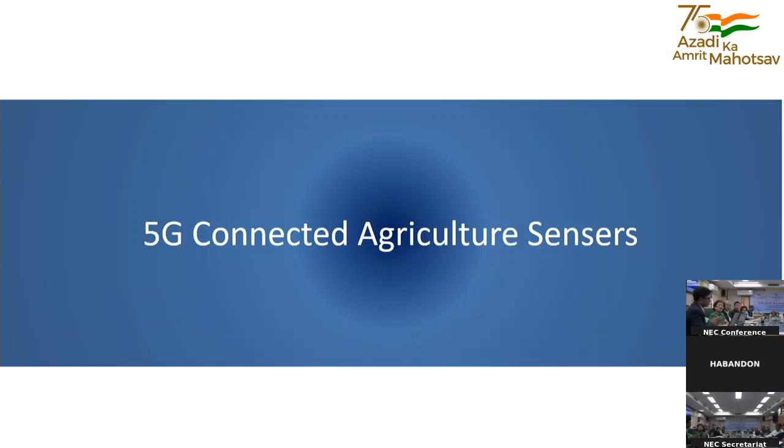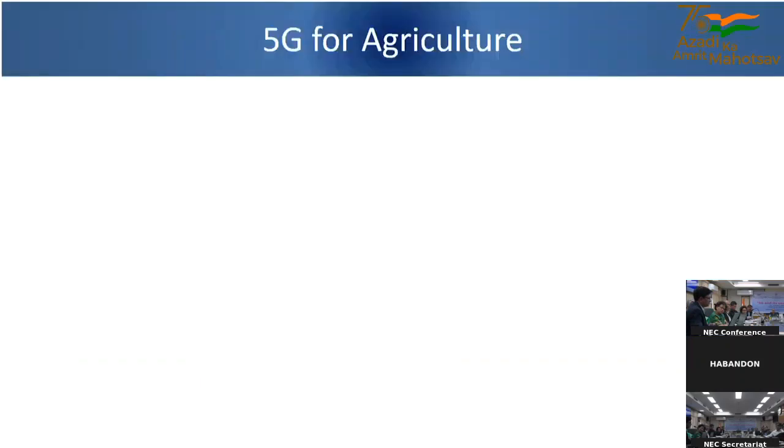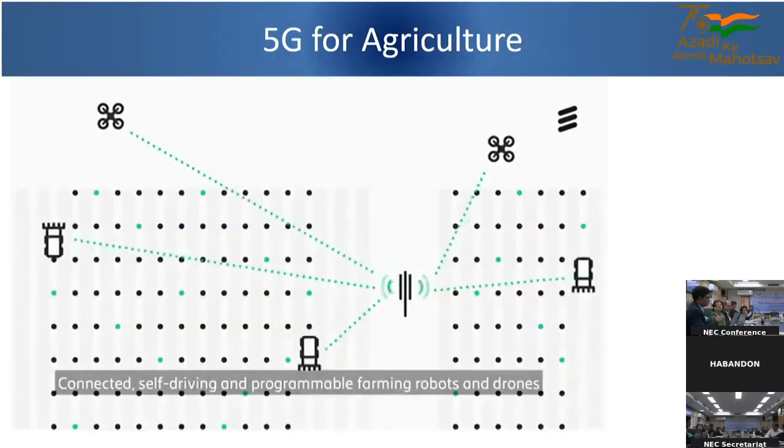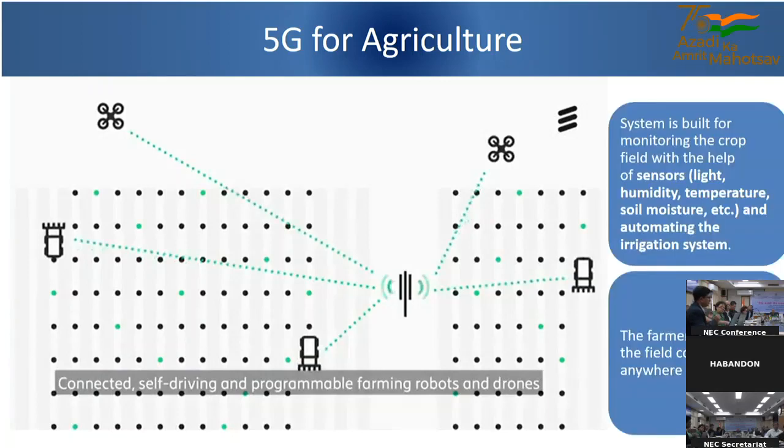So let us look at the agriculture sector, how 5G connected agriculture sensors would actually help. So today also in many areas, we use IoT devices in the agriculture field that will actually improve. So this picture which you see is kind of a field where we have deployed, say, 5G connected sensors. Sensors which can actually sense humidity, temperature, soil moisture, etc. They are directly being connected to the 5G network. Similarly, autonomous vehicles like drones are getting connected to the 5G network. They are collecting data from the various sensors which are there in the field.